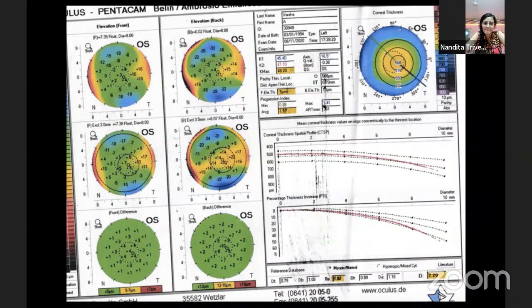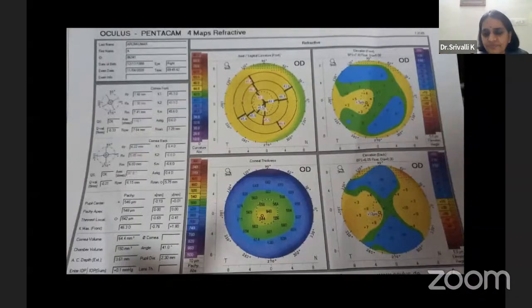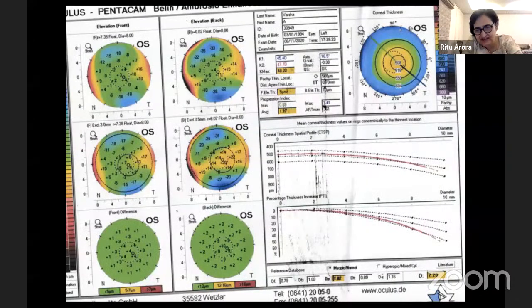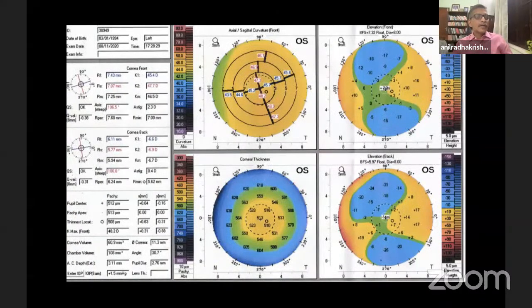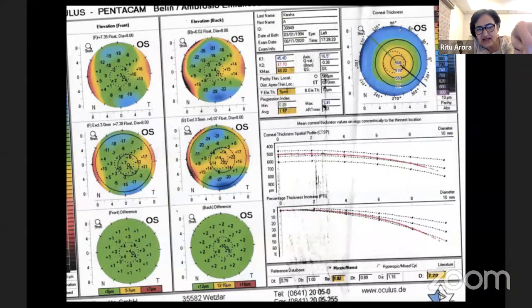Shall I go to the next one? Yeah, please. Suppose this patient had come to me for a refractive surgery, I would probably wait in this patient for 6 months. How old is this patient? 26 years. So I may wait in this patient and maybe take a history. But then if after 3 months or 6 months, I don't find any change in parameters, I will take up this patient for refractive surgery.